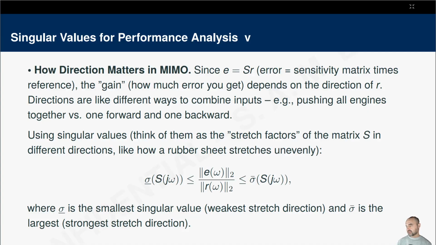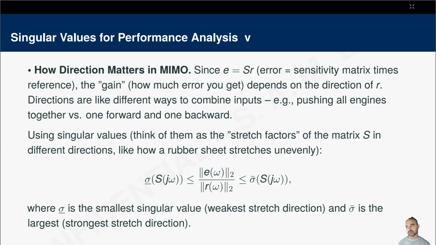So we have this relationship: the vector 2 norm of E over the vector 2 norm of R is between the sigmas. Again, the singular values, the sigmas, are like stretch factors. They have a minimum and they have a maximum.